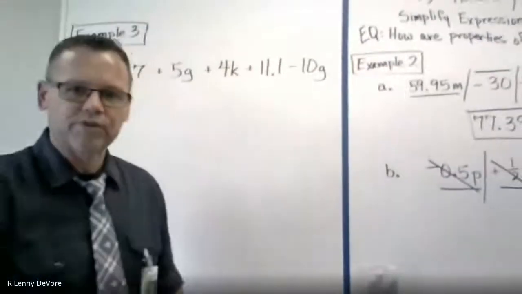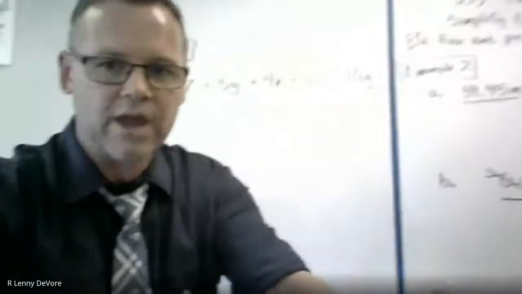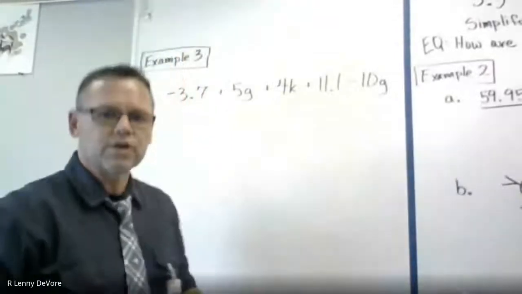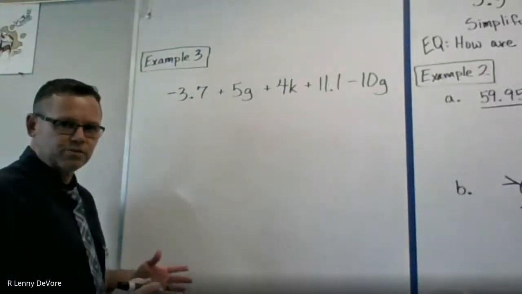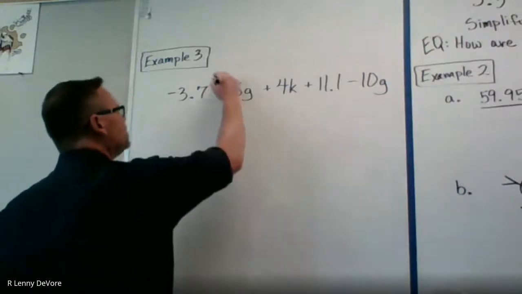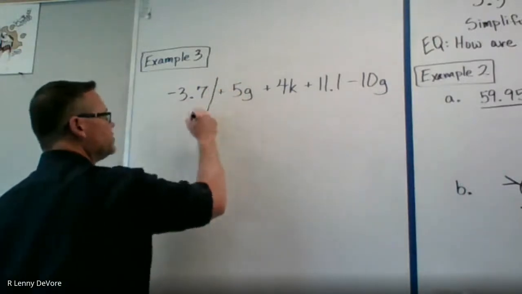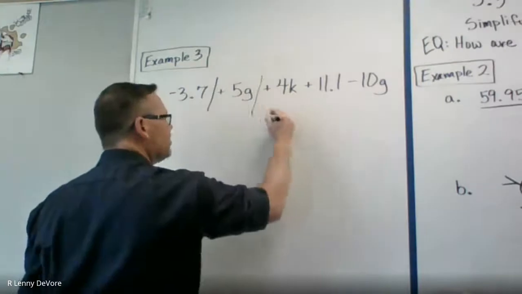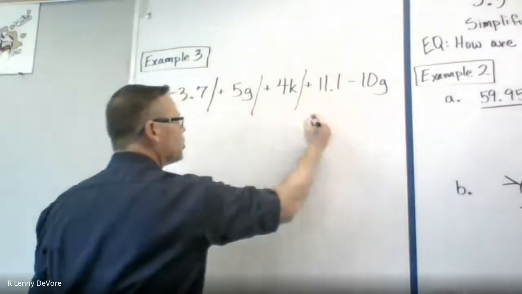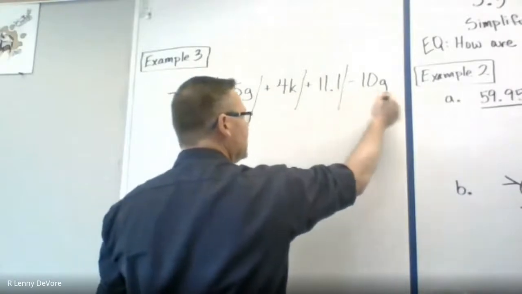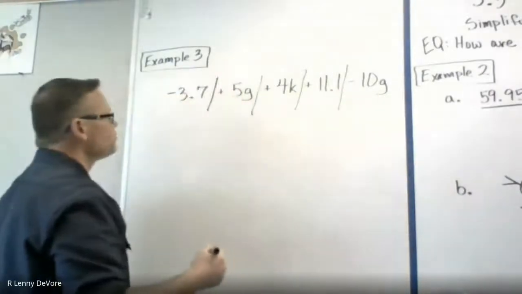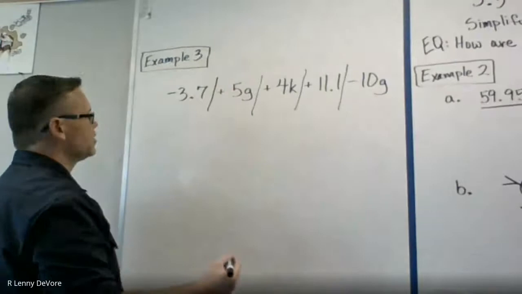Okay, now with example 3, we're going to do the same exact thing, all right, guys? In other words, I'm going to separate these first by terms to be able to determine which ones can be combined. Okay, I've got a negative 3 and 7/10, a positive 5G, a positive 4K, a positive 11 and 1/10, and a negative 10G.